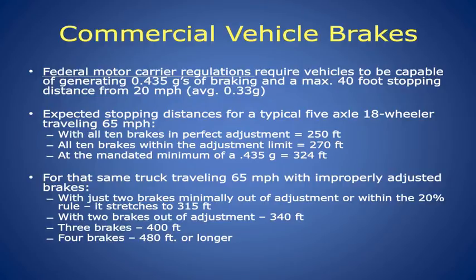So now that same truck doing 65 miles an hour again with improperly adjusted brakes, if he just has two brakes that are minimally out of adjustment, or 2 out of 10, or the 20% rule, that distance increases to 315 feet. With two brakes totally out of adjustment, not just minimally, you're looking at a distance of 340 feet to stop. With 3 brakes out of adjustment, 400 feet to stop. And if he's got just 4 brakes out, remember, he's got 10 brakes, so he's got 6 others working, but it's just not enough. You're still looking at a distance of 480 feet for that commercial vehicle to be able to stop.